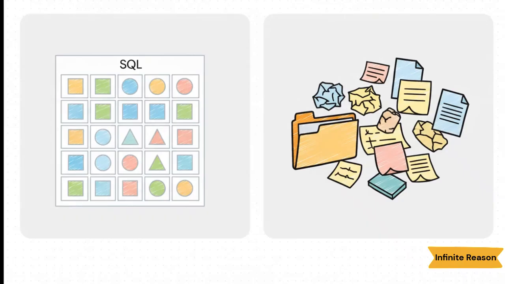To really get this, it helps to know there are kind of two main flavors of databases. On one side, you've got SQL databases. And the best way to think about these is like a perfectly organized Excel spreadsheet. Everything has its place, the columns are fixed, it's all super neat. And then you've got NoSQL. This is more like a big folder where you just shove sticky notes, random documents, you name it. It's flexible, yeah, but way less structured.